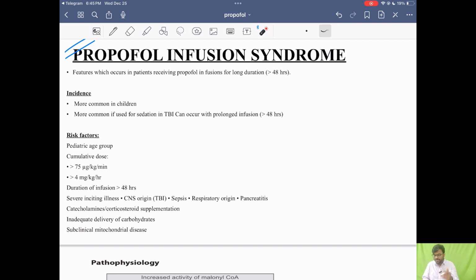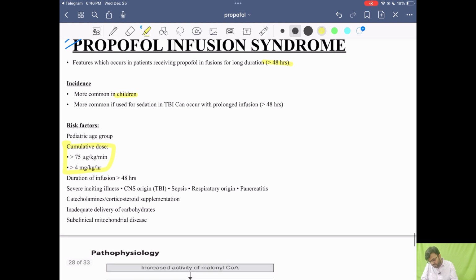And what is the dose? The dose is more than 75 mcg per kg per minute, or more than 4 mg per kg per hour, over more than 48 hours. It is more in children. Wherever you use propofol for sedation, like mostly in ICUs, there we have to be very careful about propofol infusion syndrome. Duration of infusion should be more than 48 hours.